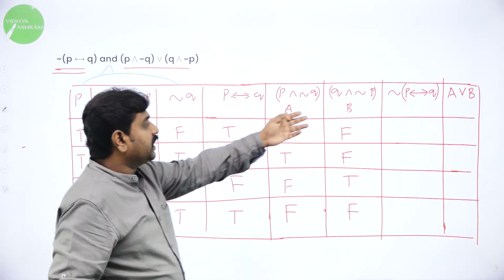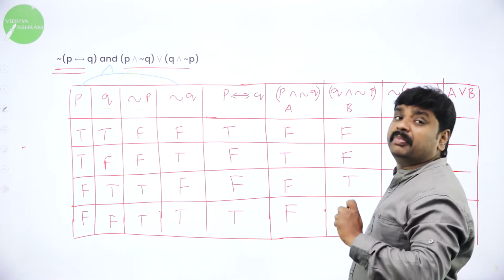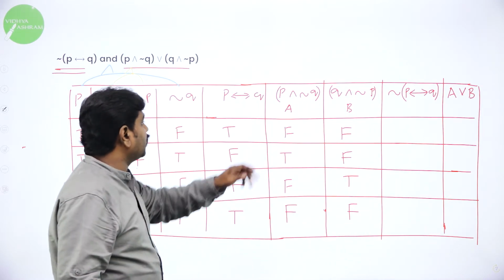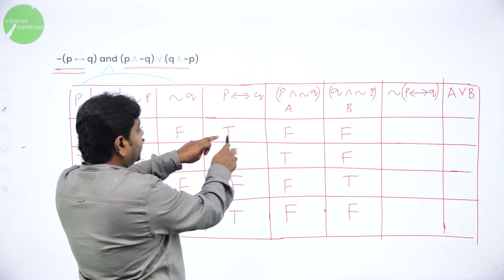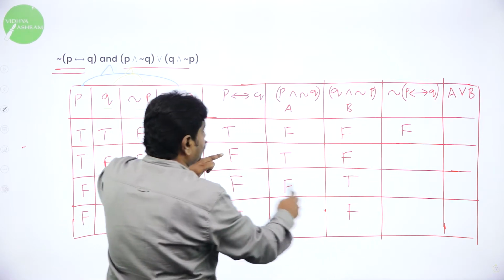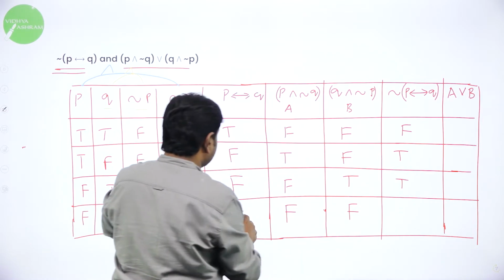Then negation of P implies Q. Negation of P implies Q means what? Observe P implies Q and write the opposite. Here we have P implies Q. Negate it. Negation of true is what? False. Negation of false is what? True. Negation of false is true. Negation of true is false.